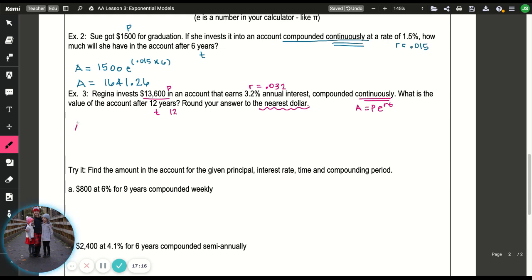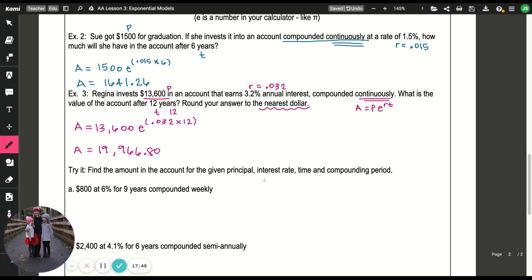Okay. So the amount in her account is $13,600 times E to the exponent R times T times 12. So again, you might want to simplify that exponent, multiply that out first. But you should get $19,966.80.